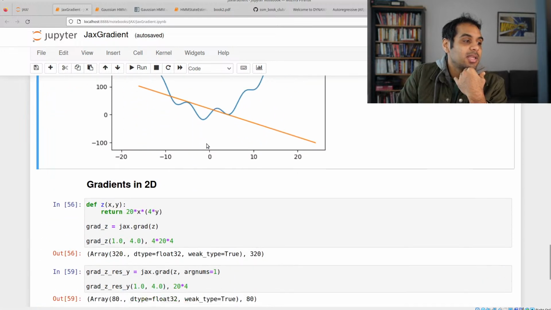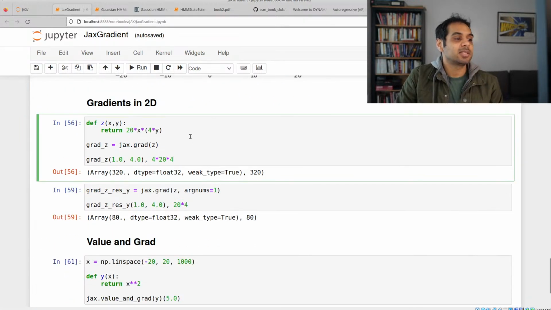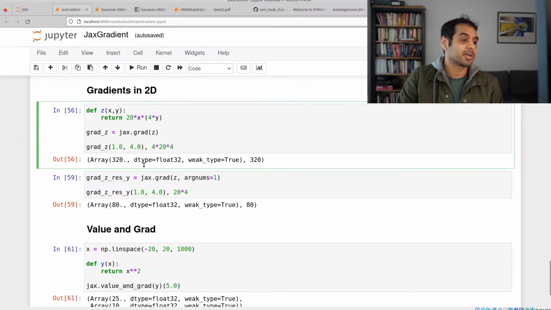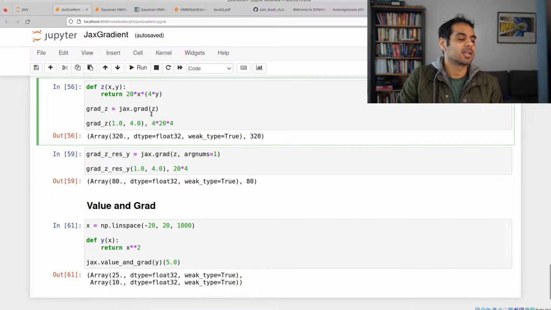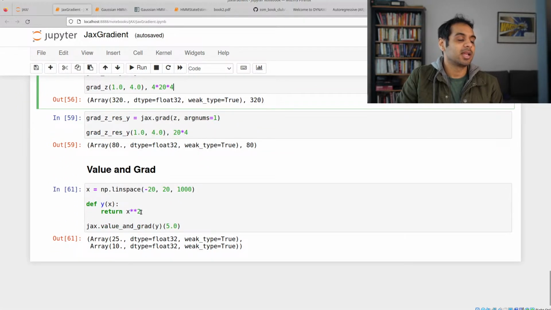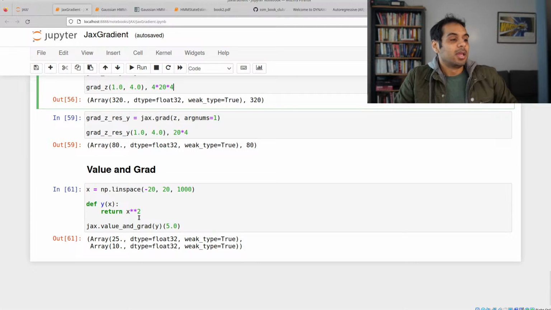Now, this is all 1D. You can also do gradients in 2 dimensions. So I won't run through the basic calculation or the code here live, but I'll just talk through it. We can have a function, let's say z, that's a function of x and y. And now we can get the gradient with respect to x or with respect to y, using a function argument called argnums to do that. And then you can also get the value of a function and the gradient at that point.